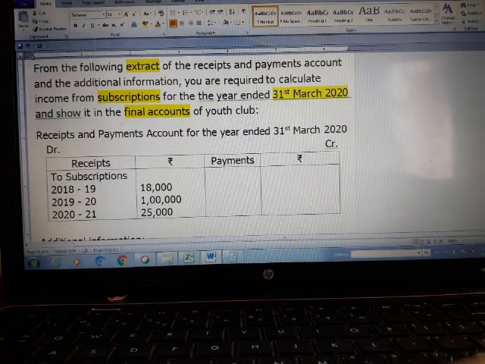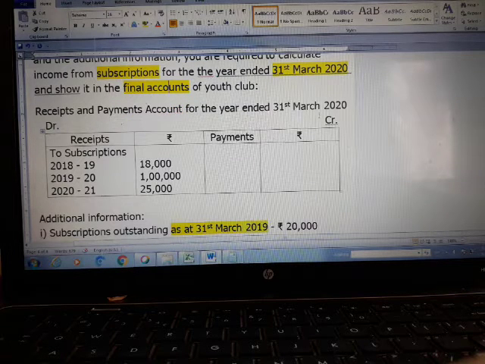So here if you see the receipts and payment account, they are given for the year ended 31st of March 2020. Debit side and credit side. Debit side represents your receipts, credit side your payments. Since it is an extract, they haven't given any information about the payments. Only we have to focus on the subscriptions. Able to understand? Right. Similar to the previous problem only. The only difference is in the previous problem they haven't given it in the box. In this problem they are given in the tabular column.